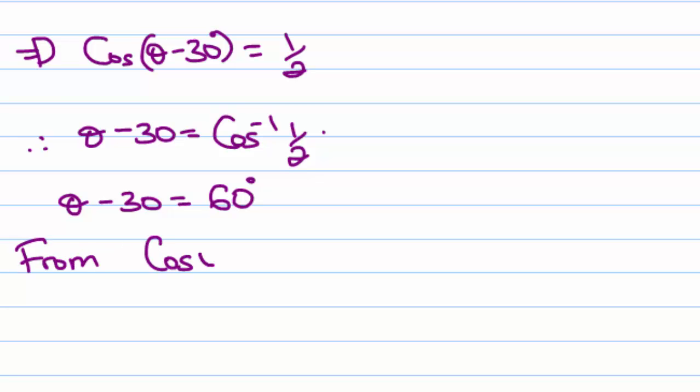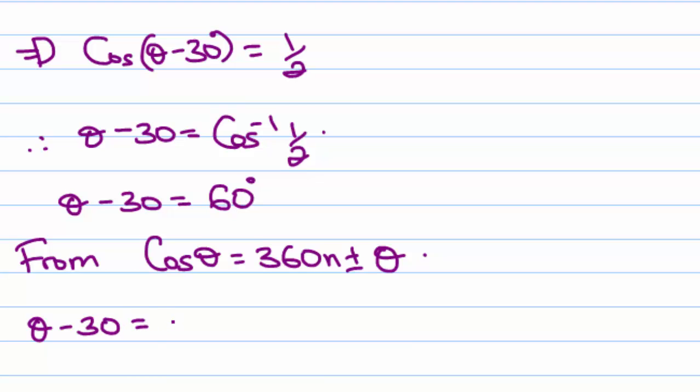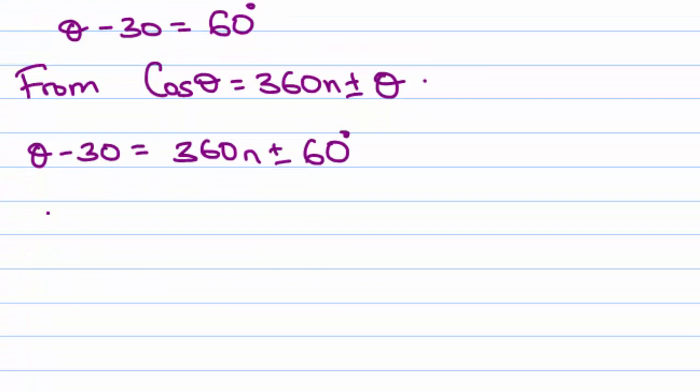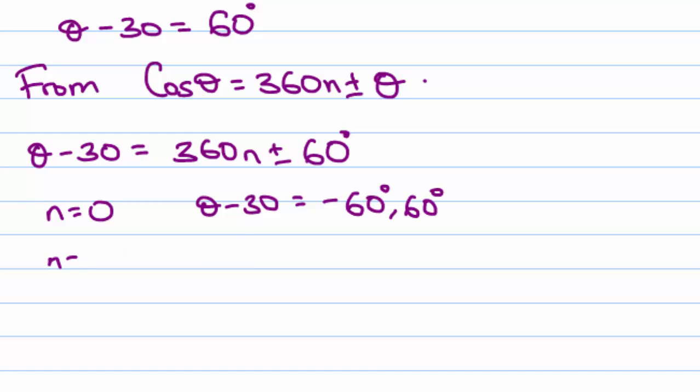And so we shall write the general formula for cos theta, which we already know, which is 360 n plus or minus theta. And therefore when we want to find the other angles of theta minus 30 degrees using the principal value of 60 degrees, we shall put it in our equation down there, and when n is 0, theta minus 30 is going to be equal to negative 60 and positive 60. When n is equal to 1, theta minus 30 degrees is going to be equal to 360 minus 60, which is 300 degrees, and 360 plus 60, which is 420 degrees.